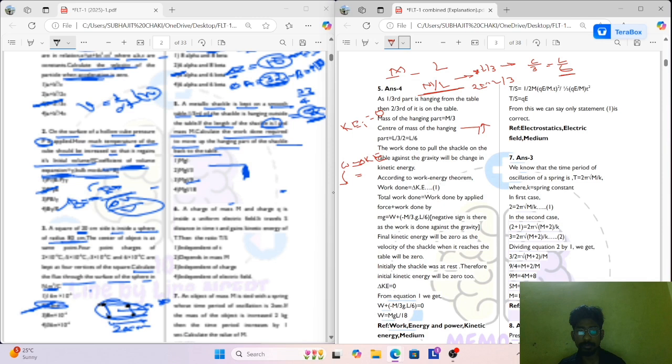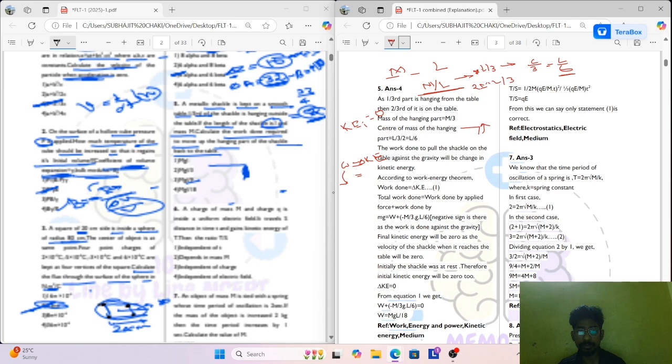Therefore you can say, now understand one thing: whenever the shackle is moving up from the initial position, initial kinetic energy was 0, and when the shackle is reaching the top of the table, the kinetic energy is also 0.